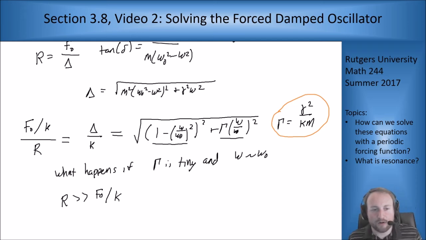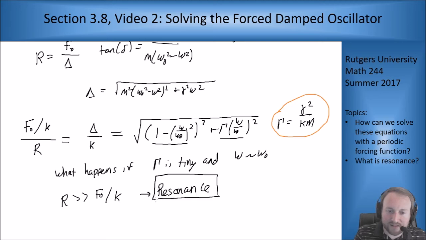Because if f0 over k divided by r is really tiny, then r has to be huge compared to f0 over k, which means the amplitude of my oscillation is going to be big compared to what it would be if I just pulled on the spring with that certain force. And this idea is called resonance. Because I'm oscillating at a frequency that's close to the natural frequency of the system, I get benefits out of that. My oscillation becomes bigger and stronger because I have this resonance system, where I'm oscillating close to the natural frequency and there isn't too much damping.